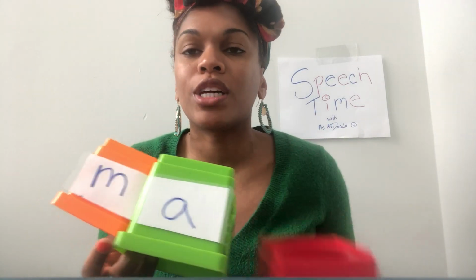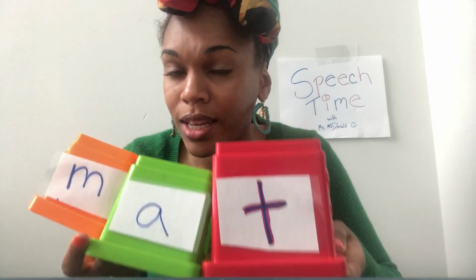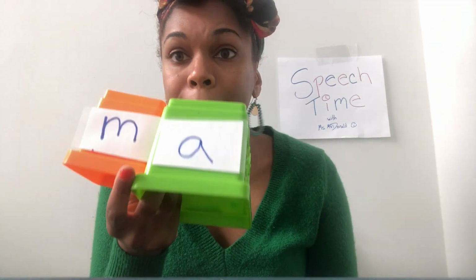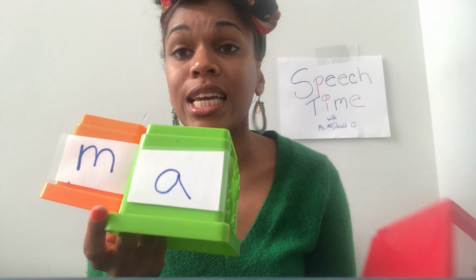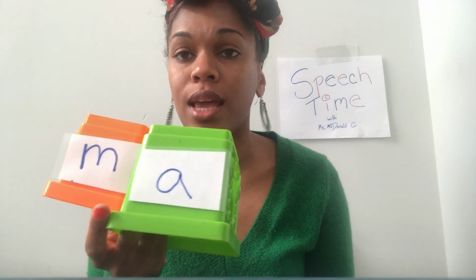So just how we practice cat, we're going to practice mat. Make sure that you're adding the T to the end. If you just said ma, then nobody is knowing what exactly it is that you want to say. So you have to make sure to add the T to the end, because what you have to say is important. So let's try it out. Mat.